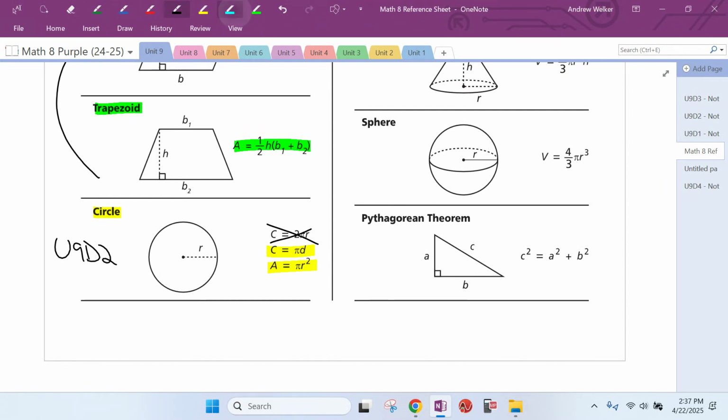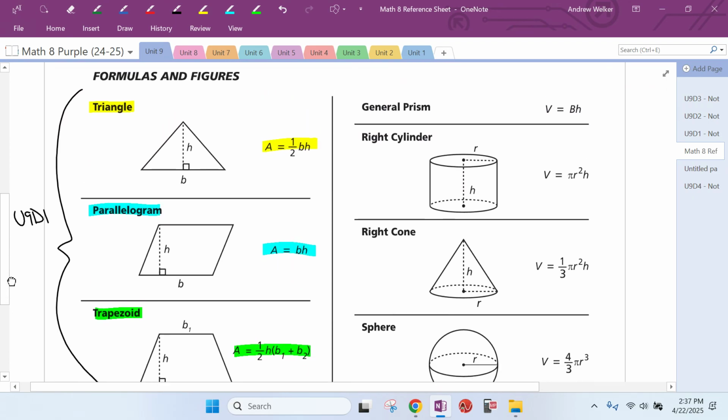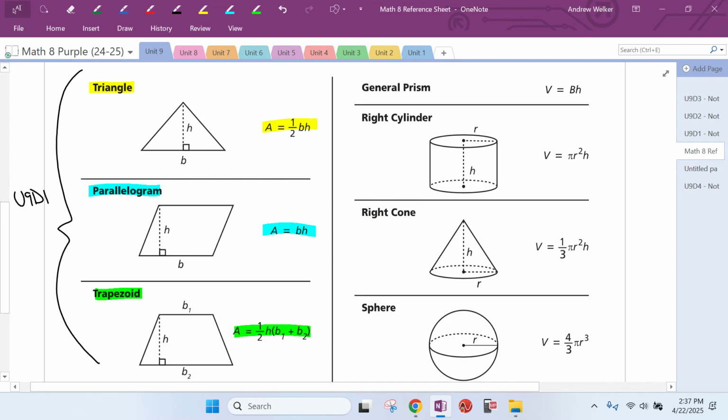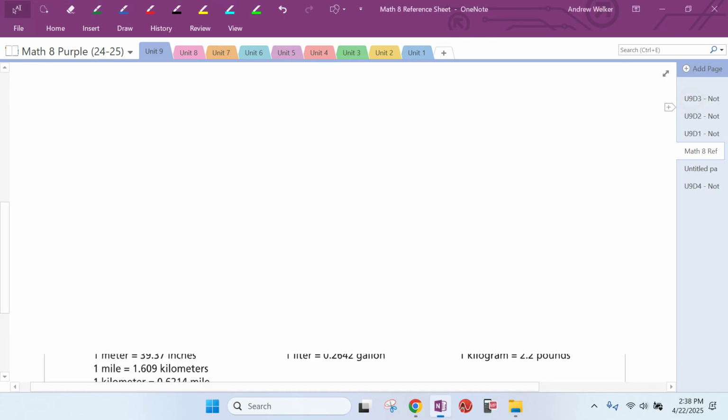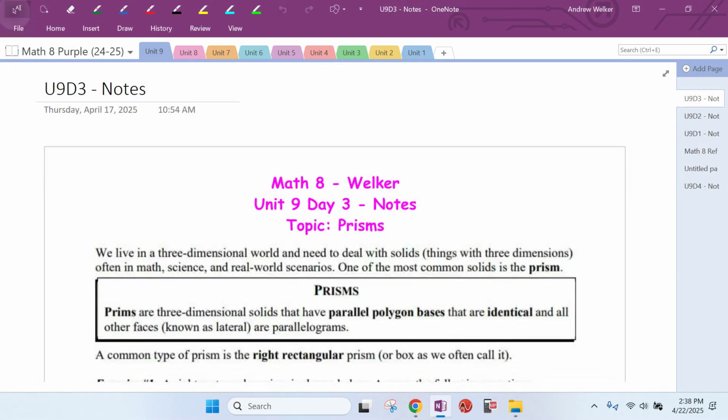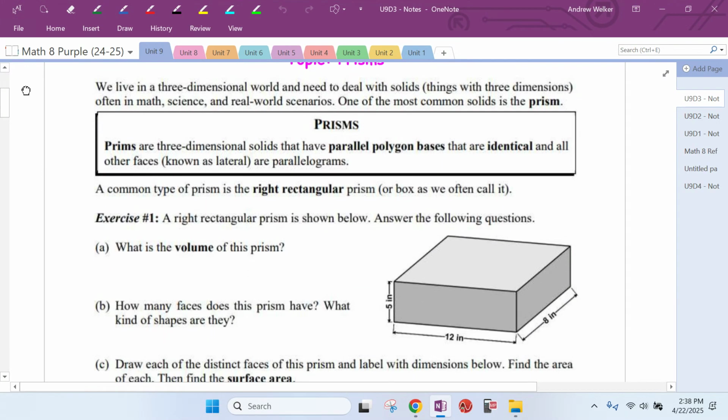This is actually our Pythagorean theorem. That's from Unit 8, right? So all of Unit 8 was on Pythagorean theorem. And the rest of our unit is going to be working with these three-dimensional formulas. So finding the volume of a prism, finding the volume of a cylinder, a cone, and a sphere. So today we're going to talk about finding the volume of a prism. So Unit 9, Day 3. You should have these notes out in front of you so that we can go through them relatively quickly.